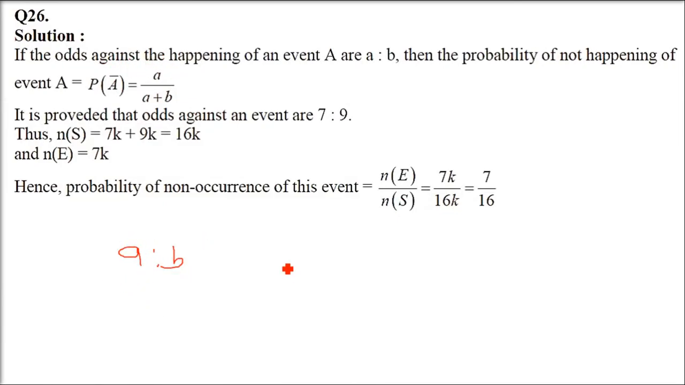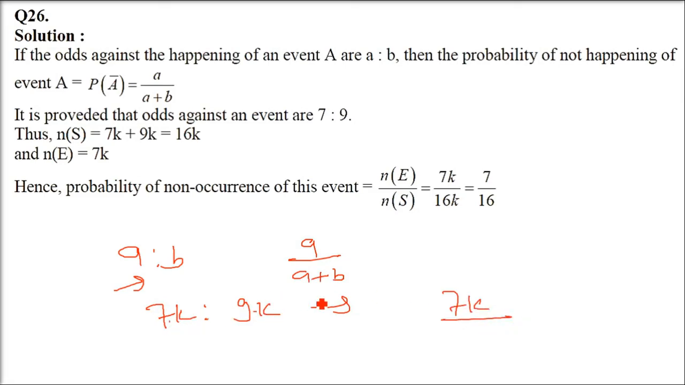So odds are A is to B of not happening. Then what is the probability of non-occurrence of the event? So A is to B. Now let us write here A by A plus B. Same thing, same formula we are going to use. So A by A plus B. And as I said, what you have to do? 7k and 9k you have to write. So just put it here. It is 7k by 7k plus 9k. So it's A and B. 7k by 7k plus 9k. 7k by 7 plus 9 is 16. So you have 7 by 16. This is the answer.